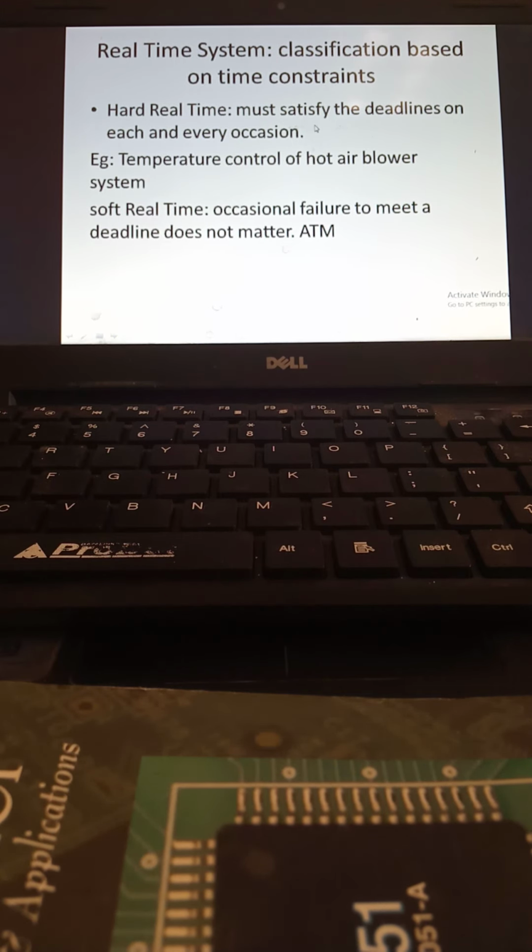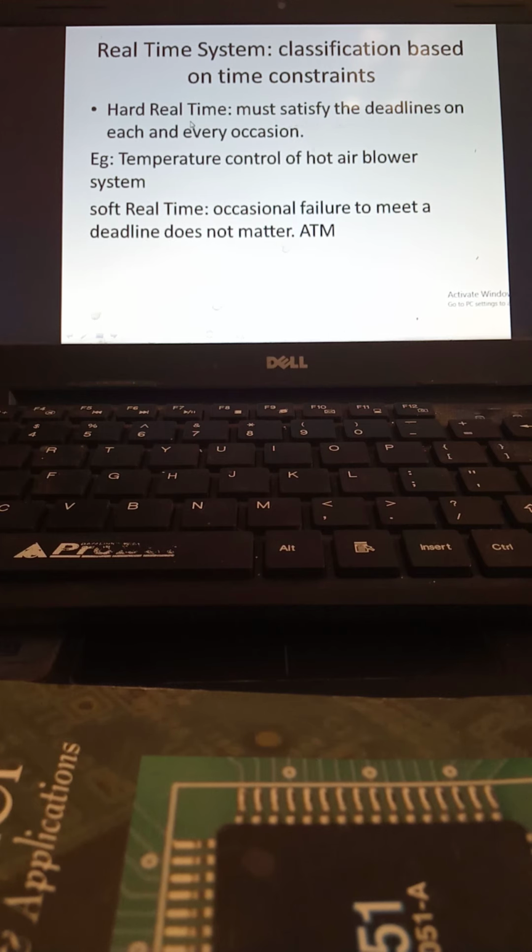So after giving such a deadline, whether failure to meet that deadline will have a big effect or a small effect, based on that, based on time constraints, we have two types of systems. One is the hard real-time system. As the name indicates, it's hard. Hard means every time the system is operating, it should meet the deadline. Even once, only once, if the deadline is not met, collapse, total collapse.